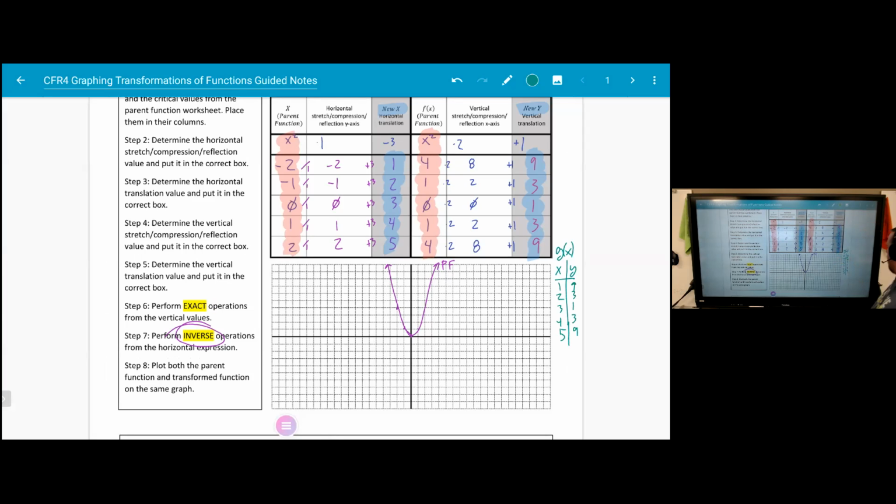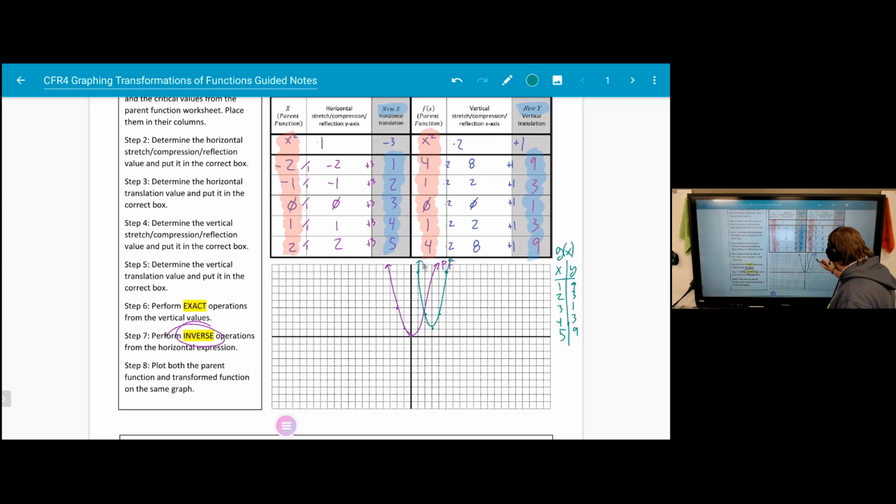9, 3, 1, 3, 9. So we're going to graph 1, 9. So 1, 1, 2, 3, 4, 5, 6, 7, 8, 9. Then 2, 3, then 3, 1, then 4, 3, and 5, 9. And let's go ahead and sketch this guy.